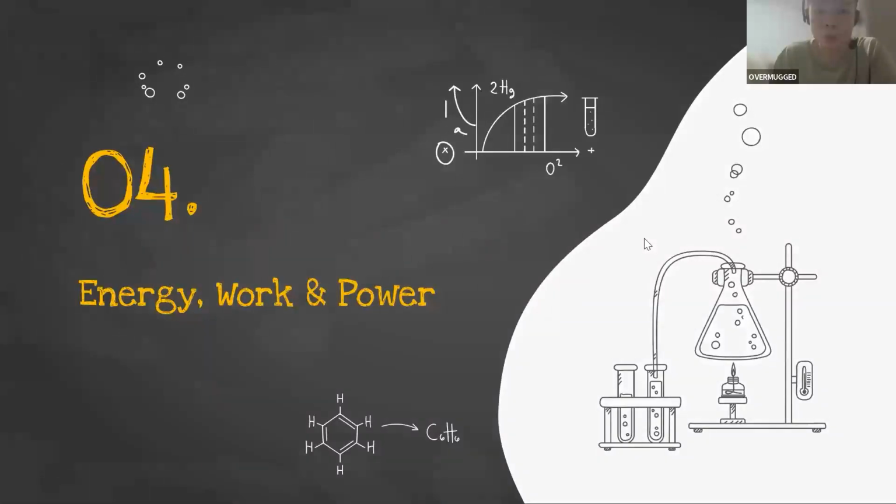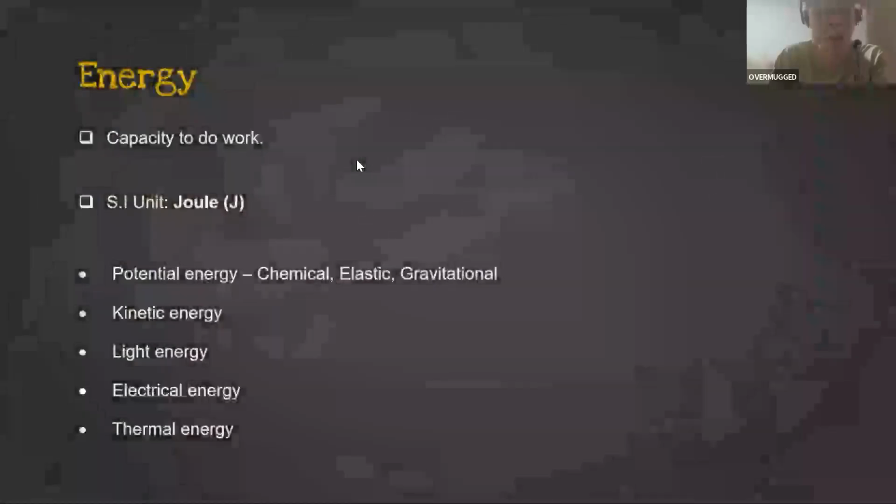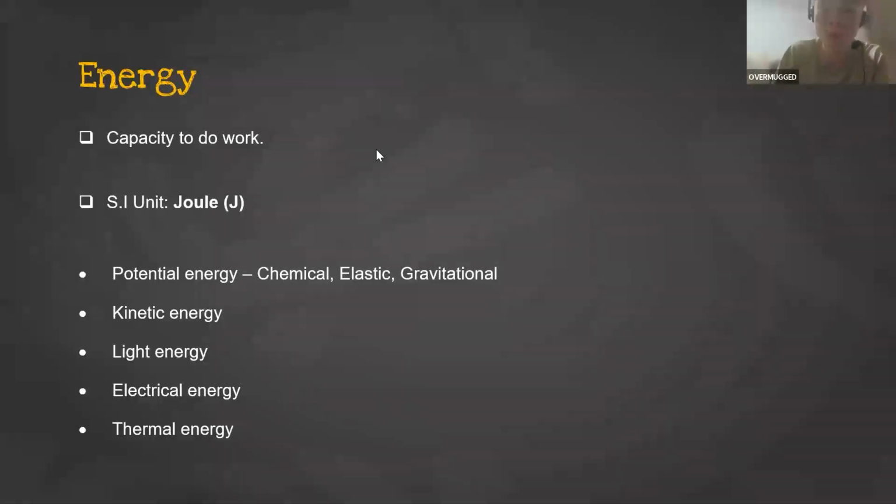Okay, last one. Ability to do work. The SI unit will be joule. So there are several energies that you need to know. For potential energy, there are three different kinds: chemical, elastic, and gravitational. There will be kinetic energy, light energy, electrical energy, and thermal energy as well.